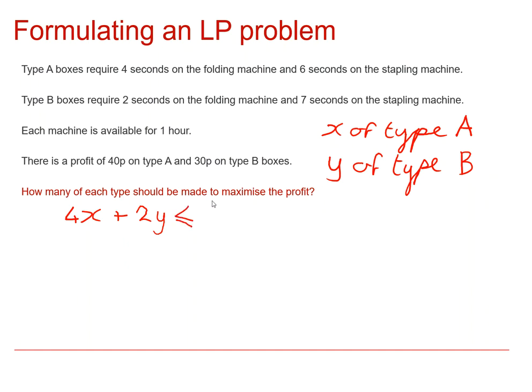Now let's be careful with units here. These numbers are in seconds, and this unit is obviously 1 hour. Quick calculation tells us that 1 hour is 3,600 seconds.